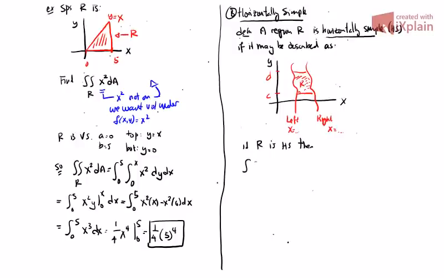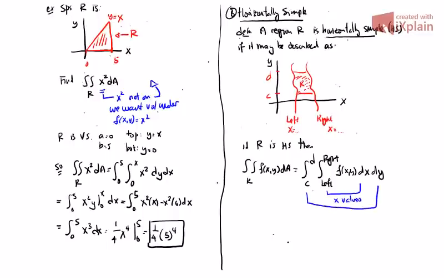So if R is horizontally simple, you can probably guess what's going to happen. If I'm doing a double integral over R of f of xy dA, then the outer integral will be the y's, C to D. The inner integral will be the left and right, and the left goes lower and the right goes higher. Then we have our f of xy, and we have dx dy. Again, this makes sense because the x's are the left and the right, and the y's are the outside integral. These are y values. Then, of course, just evaluate.